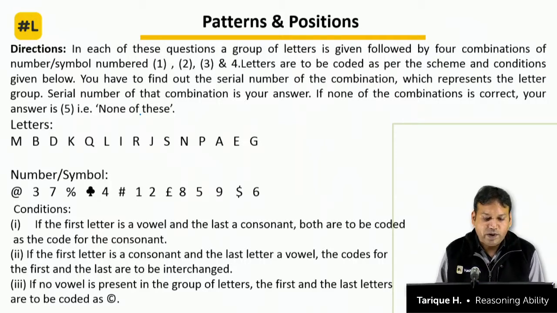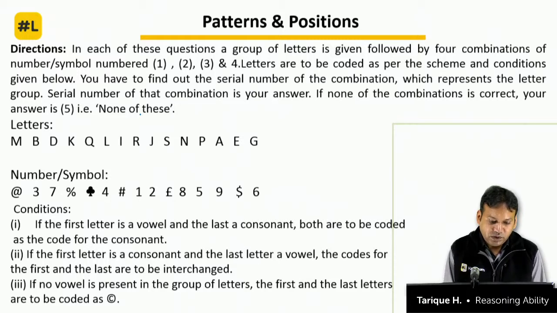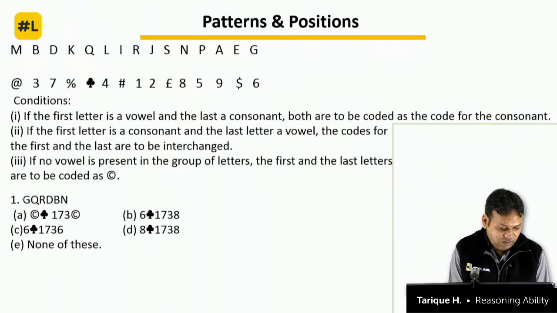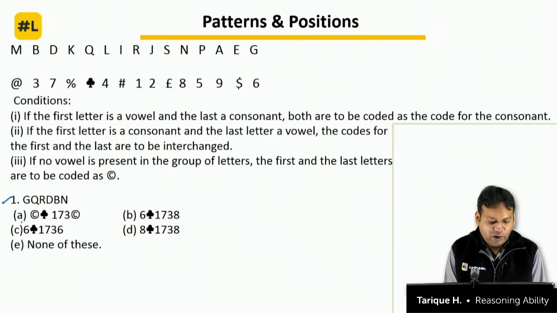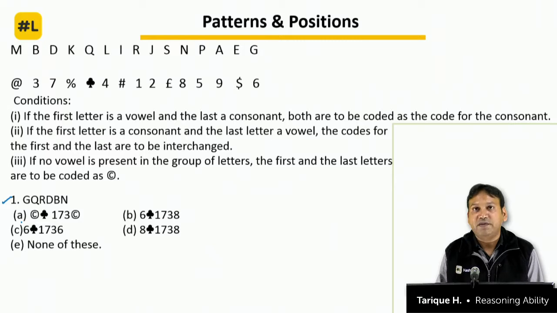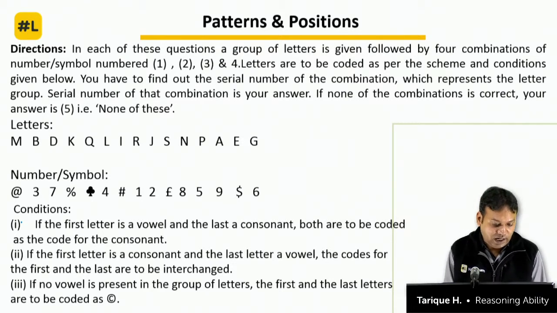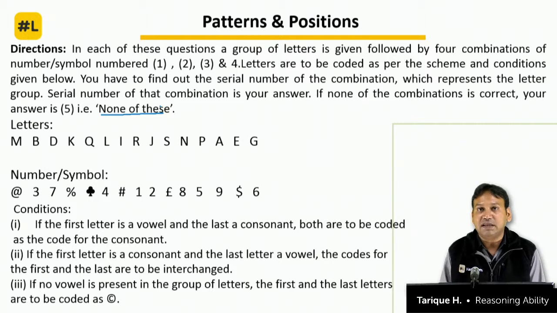In each of these questions, a group of letters is given, followed by 4 combinations of numbers, symbols, numbered 1, 2, 3 and 4. So in each question, you can see one combination is given, followed by options A, B, C, D. Now we have to find out which is the right option. If none of the options are right, then we should put none of these as the answer.